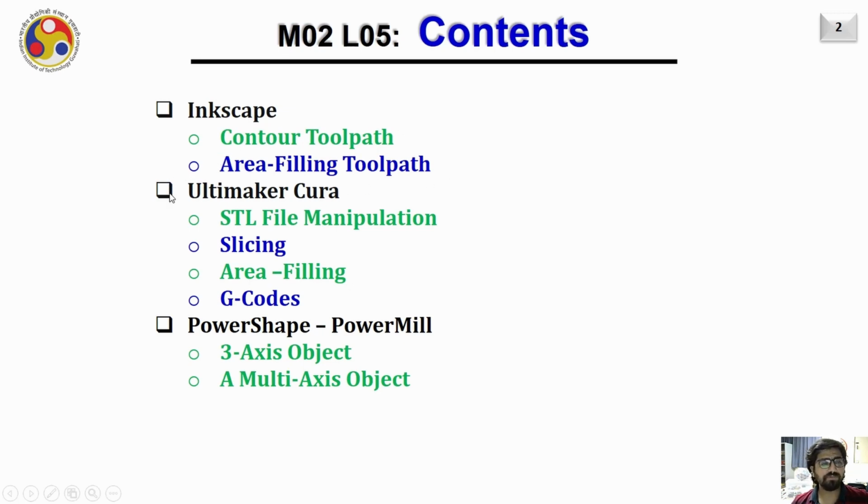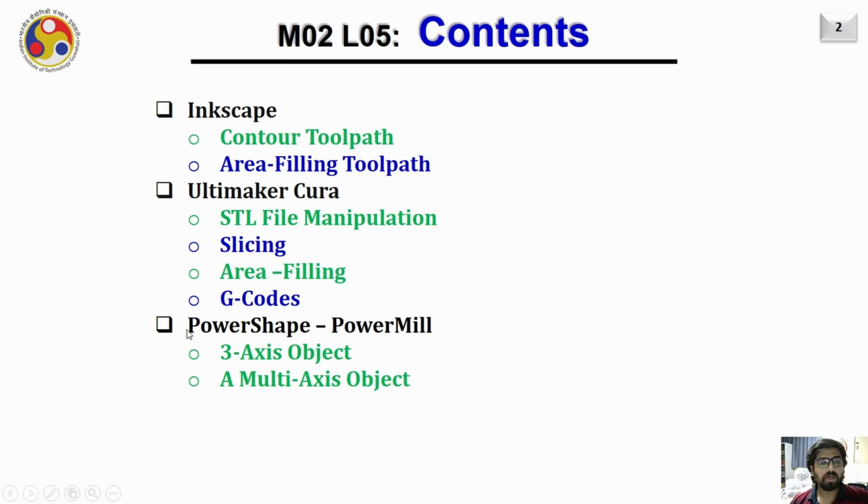Then after that, I will give you a demonstration of the open source software called Ultimaker Cura. Here we will see different types of STL file manipulation, slicing of STL files, area filling algorithms for STL files, and definitely, in the end, the G code generation from this open source.